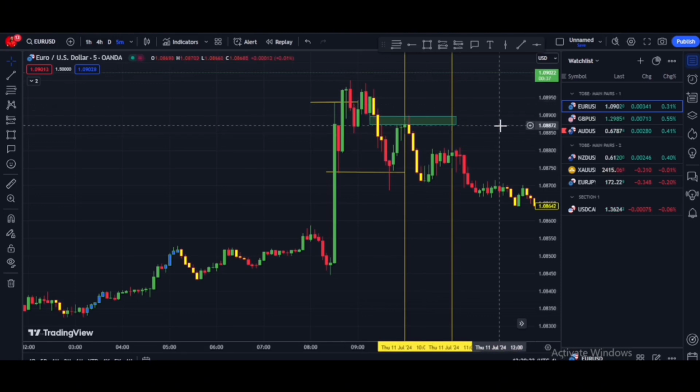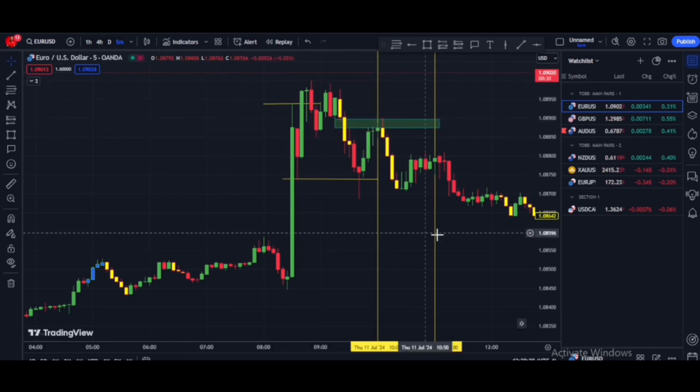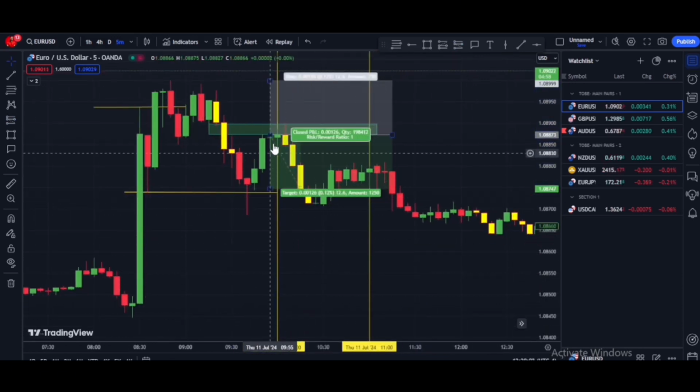As you can see, we want to make sure that our entry is validated at this 10 a.m. to 11 a.m. New York time. As you can clearly see, we got tagged in at 10 a.m. on the dot. 10 a.m. on the dot, we got tagged in.